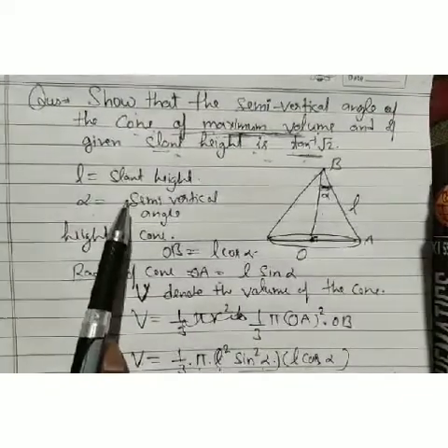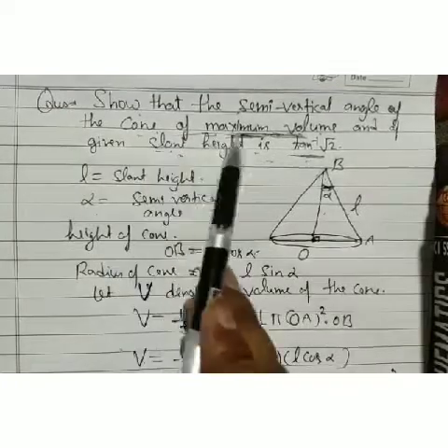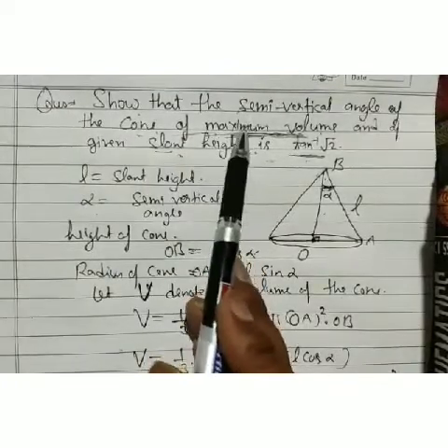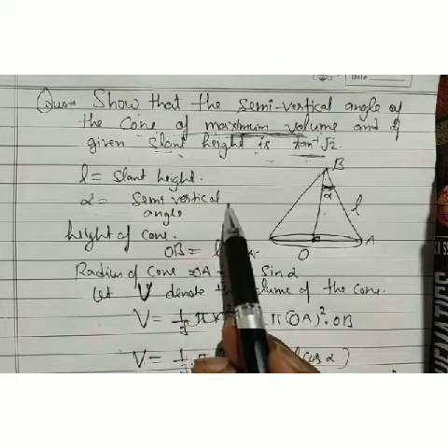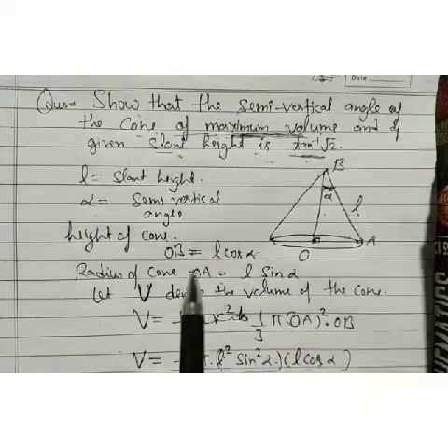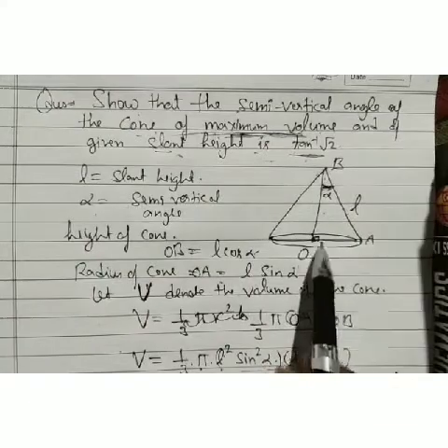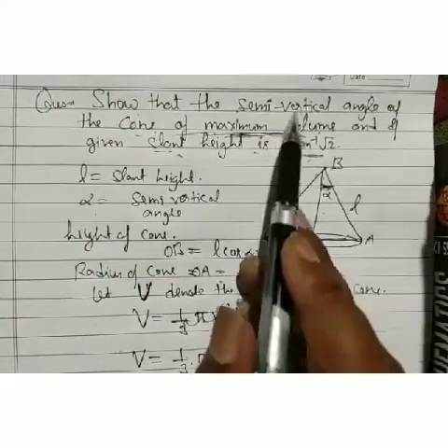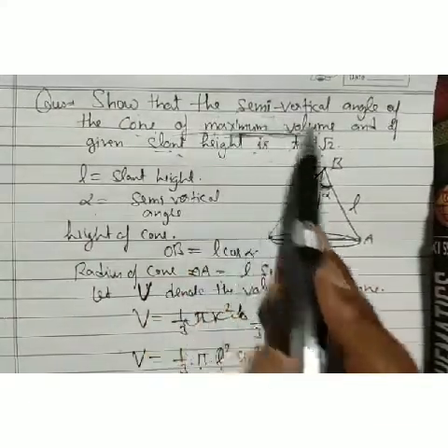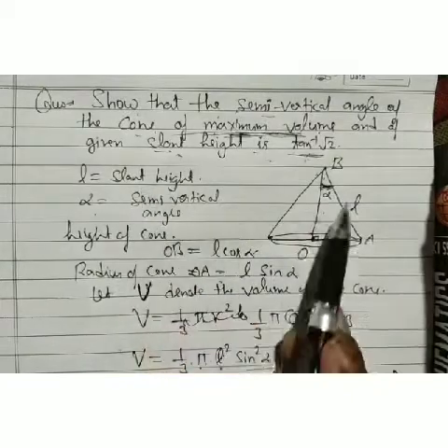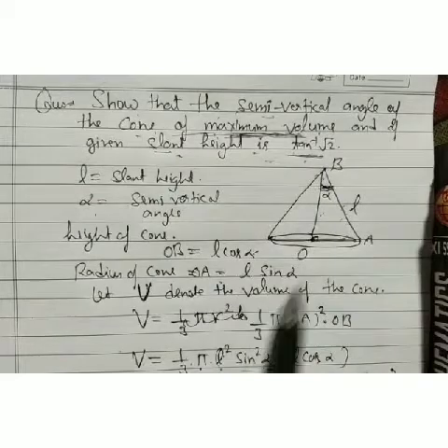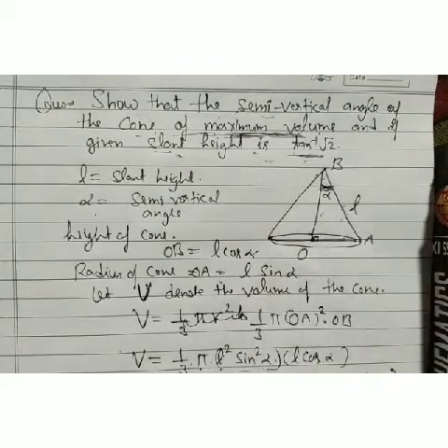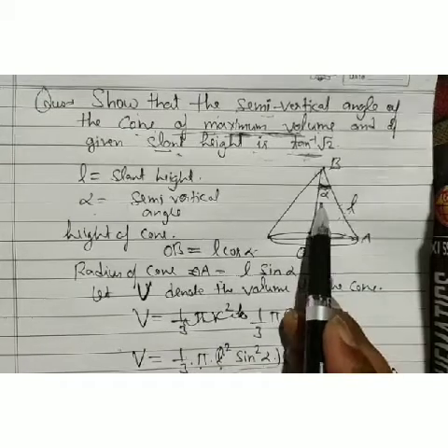What do we do here? We have to show here that the volume of the cone is maximum. To get the volume, the volume of a cone is 1 by 3 π r square h. Here we get OA and OB. It's given there. The slant height is l, and the semi-vertical angle we take as α. Then we have given l and α there. We are going to find out its height and radius with respect to l and α.